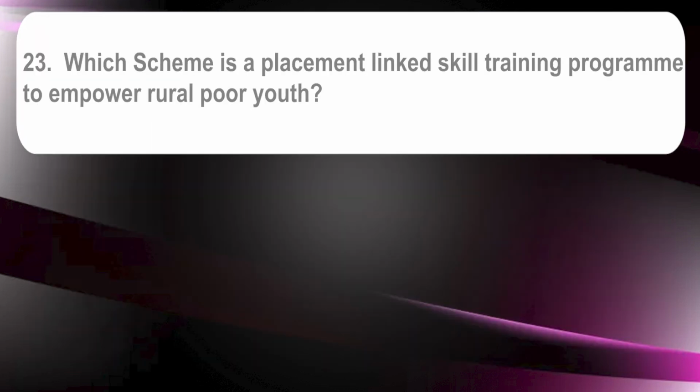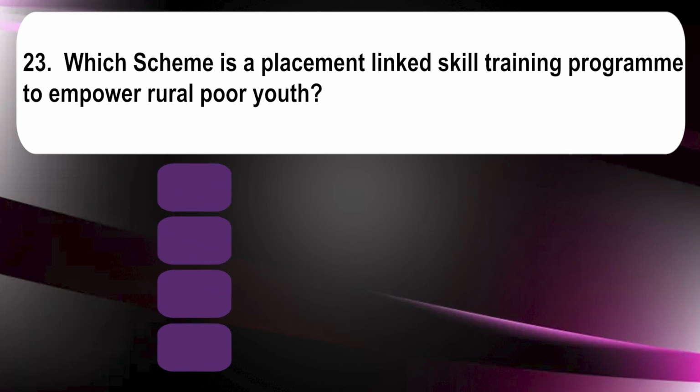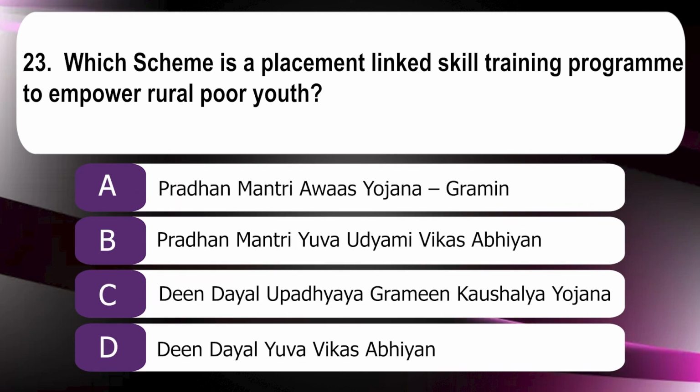23rd question. Which scheme is a placement linked skill training program to empower rural poor youth? A. Pradhan Mantri Awas Yojana Gramin, B. Pradhan Mantri Yuva Udyami Vikas Abhiyan, C. Deen Dayal Upadhyaya Grameen Kaushalya Yojana, D. Deen Dayal Yuva Vikas Abhiyan. The correct answer is C. Deen Dayal Upadhyaya Grameen Kaushalya Yojana.